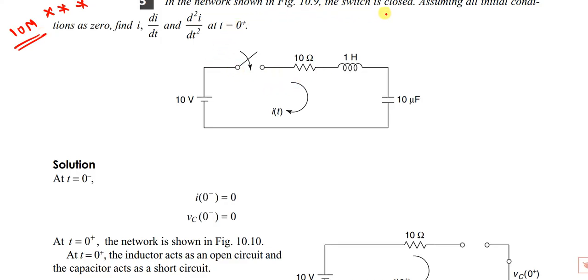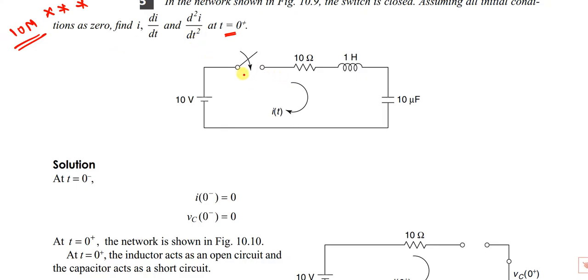In this network, the switch is closed at t equal to 0, assuming all initial conditions are 0. Initial condition means the initial current in the inductor is 0 and the initial voltage in the capacitor is 0. You have to find i(t), di/dt, d²i/dt² at t equal to 0 plus. 0 plus means just after switching, you have to find these values.